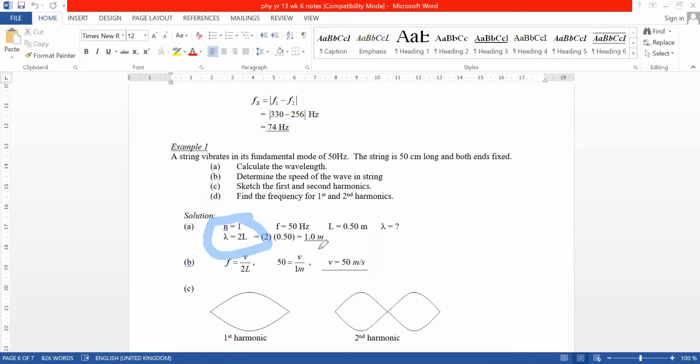Part B, determine the speed of the wave in the string. F equals V over 2L, and you make V the subject, you get 50 meters per second. Part C, sketch the first and the second. For the first, this is going to be an antinode, with nodes at the ends, and it's 1 loop. Please, whenever we are asked to draw or sketch the harmonics, you need to put N and A denoting node and antinode on the diagrams. I have missed it. Whenever you are asked to do it, you have to do that. For the second harmonic, there should be 2 loops, with nodes at the ends. That means these ends will always be fixed. They are not moving.